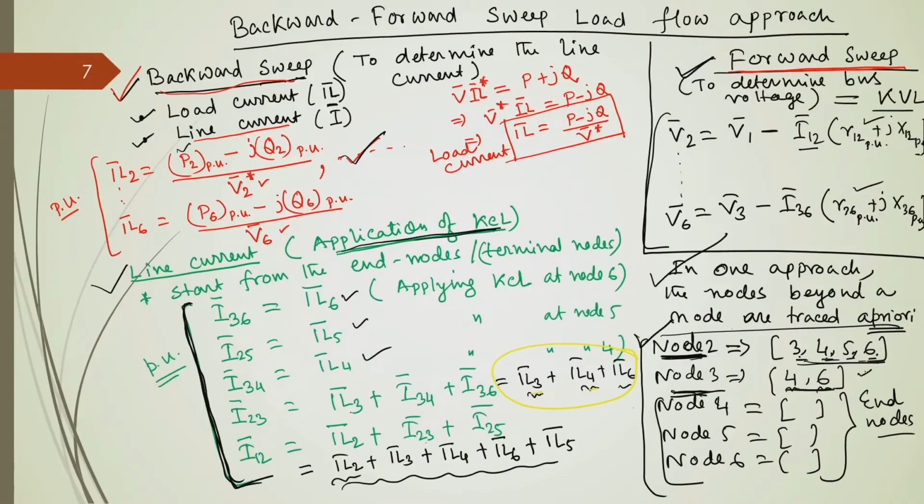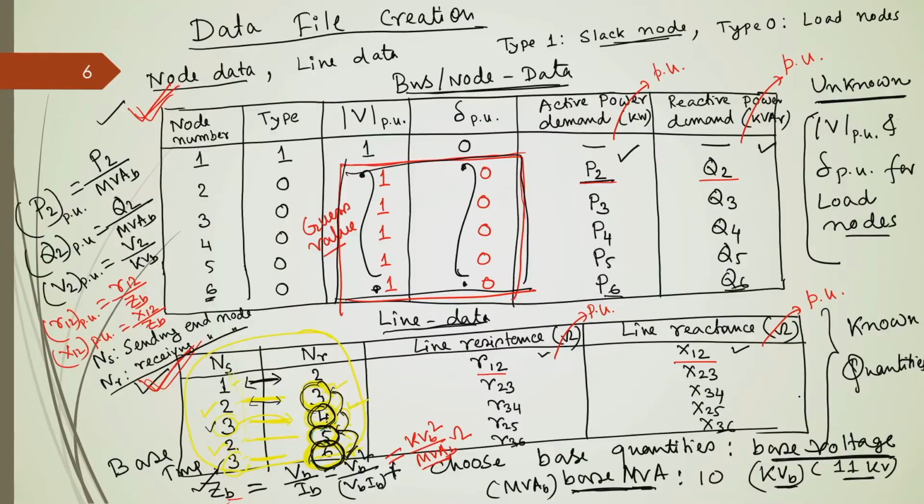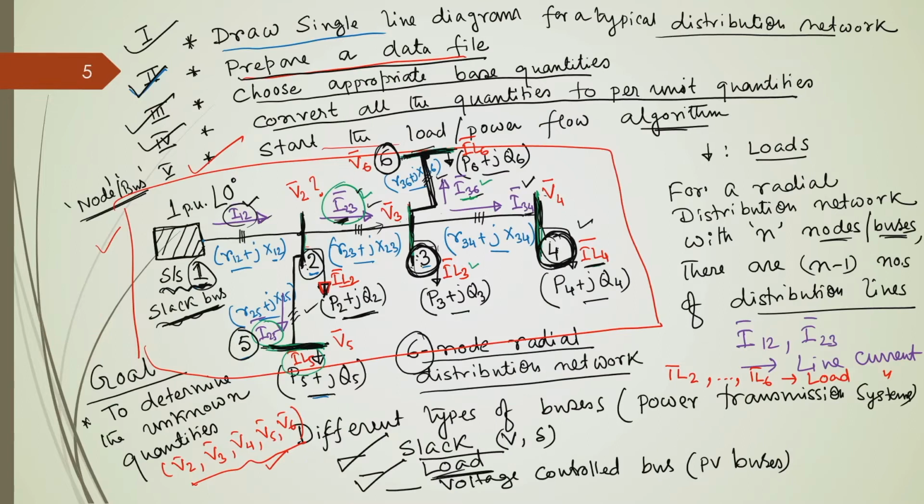And that is why you can trace down who is there beyond this node 3. In one approach, beyond node 3 we have node 4 and node 6. So the line connecting node 3, whose receiving end is node 3, has a line current equal to its own load current as well as the load currents of node 4 and node 6. Here one assumption is that there are no losses.